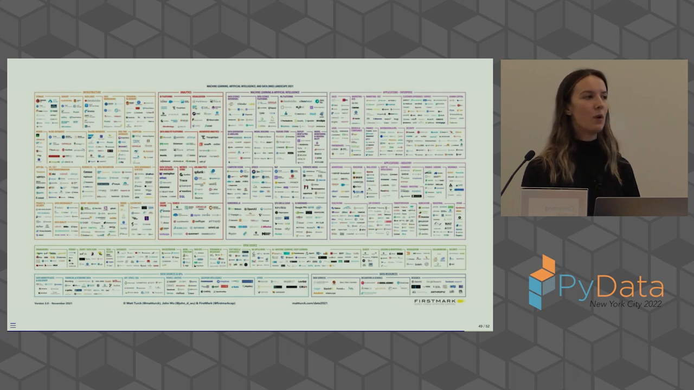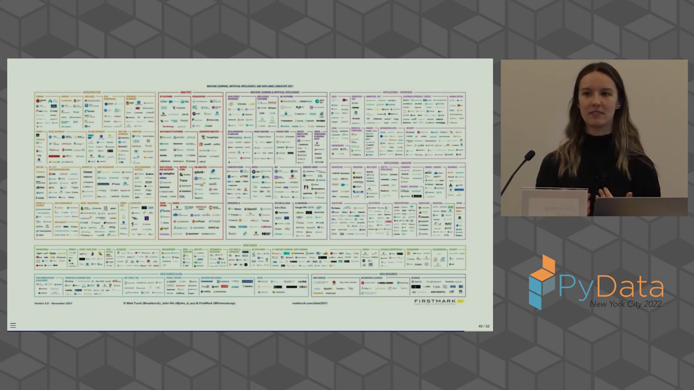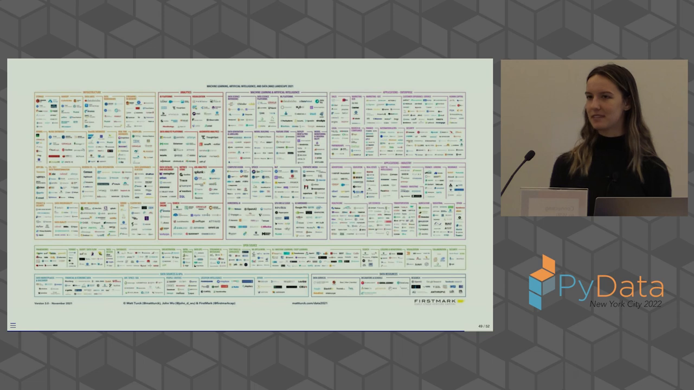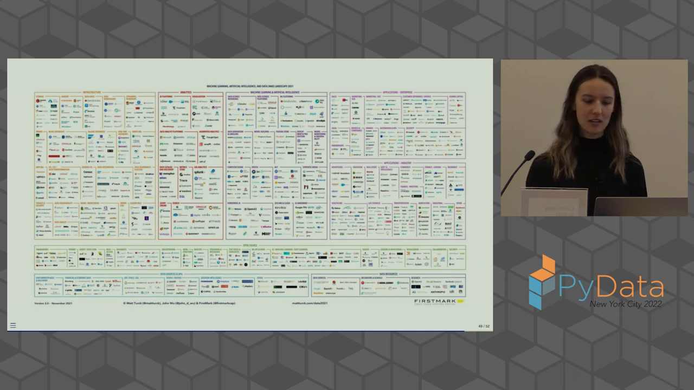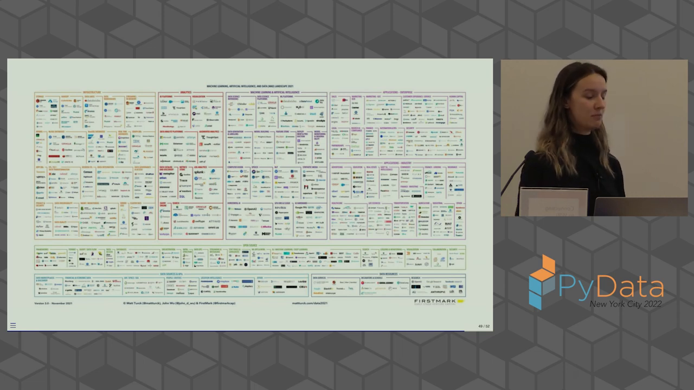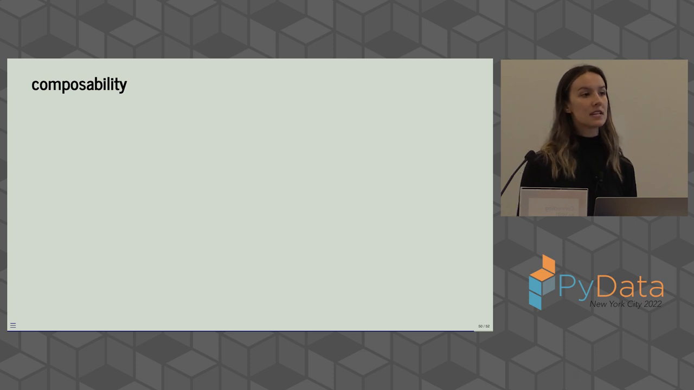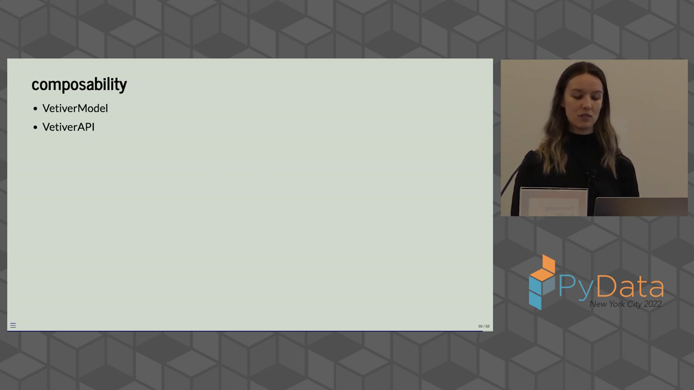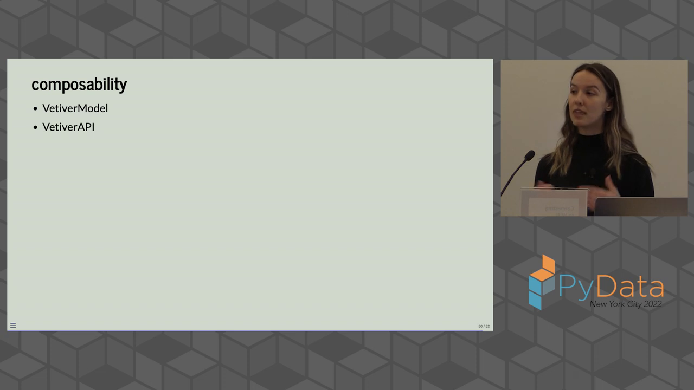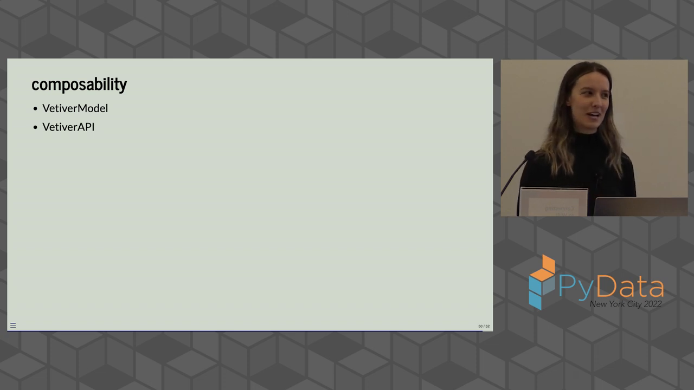So what was I thinking about when I was building vetiver? Why is vetiver different? That's kind of a loaded question. But what was I thinking about when building it? The first thing I was thinking about is composability. This is important because I wanted just a few simple tools that you're able to compose within themselves to make complex objects. I really only showed you two things today: the vetiver model and the vetiver API.